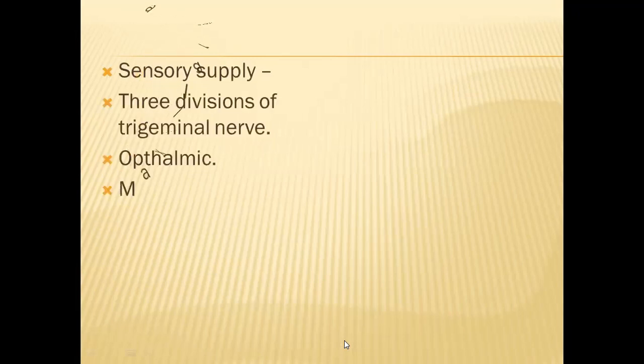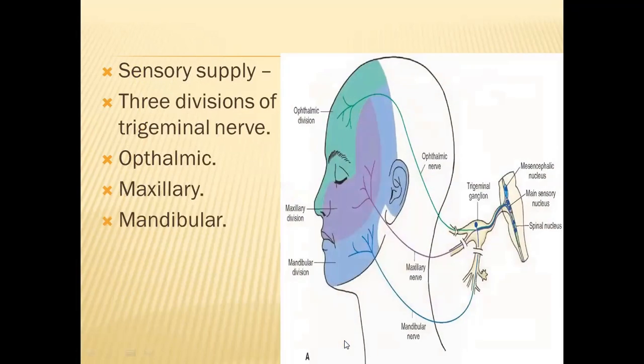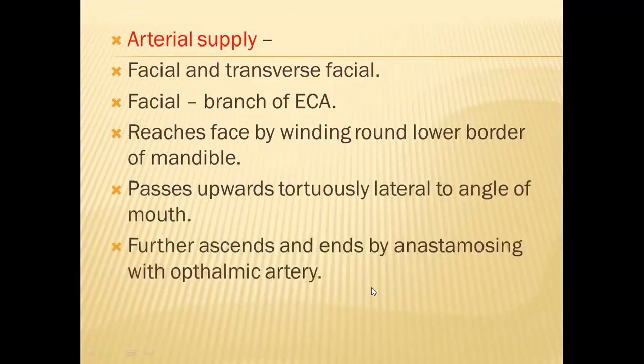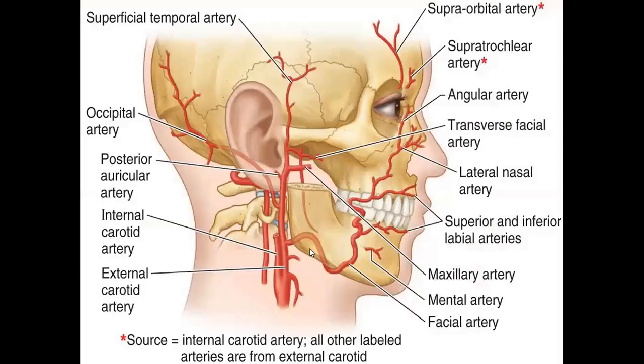The sensory supply is from the three divisions of the trigeminal nerve: the ophthalmic, maxillary and mandibular. Here you can locate the ophthalmic, maxillary and mandibular nerves, the sensory nerve supply. And the arterial supply follows the facial artery and the transverse facial artery, branches of the facial artery, which reaches the face by winding around the lower border of the mandible. You can palpate the pulsations of the facial artery against the lower border of the mandible. The tortuous course of this facial artery can be traced towards the angle of the mouth and the medial angle of the eye, and it ends by anastomosing with the ophthalmic artery. Here you can trace the facial artery from the external carotid artery; it winds down and touches the angle of the mouth and the medial angle of the eye, where you can feel the pulsations of the facial artery.